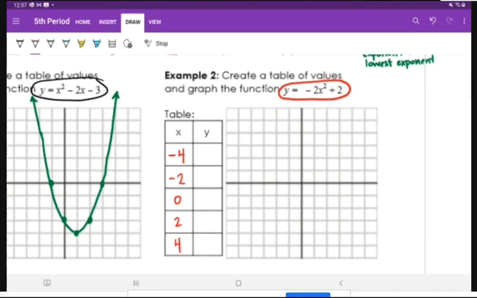Okay, so we're going to do the same process. We're going to take our function, but we're going to plug -4 in first. So we'll have -2 times -4 squared plus 2. And this is what we'll plug in for our first point. So everybody practice putting this in your calculator. So what did you get, Jacob? -30. So when we type in -4 to our calculators, we get -30. Well, that's not going to fit on our graph. Let's try to find our next point.